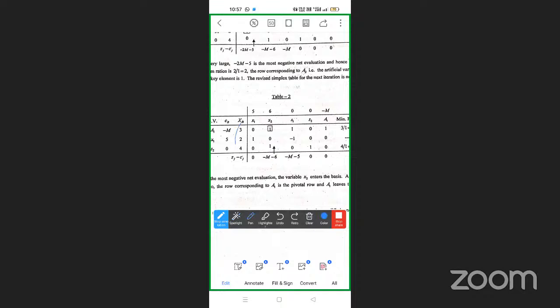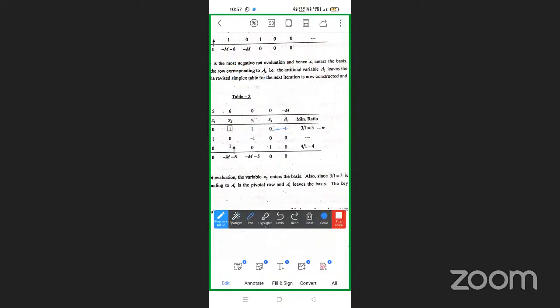The minimum ratio is xb divided by x2. The first element is 3 divided by 1, which is 3. The second element is 2 by 0, which is undefined. The third element is 4. Among these, 3 is the minimum, so the outgoing vector is A1. X2 is the incoming vector. The intersection of incoming and outgoing vector is the key element.